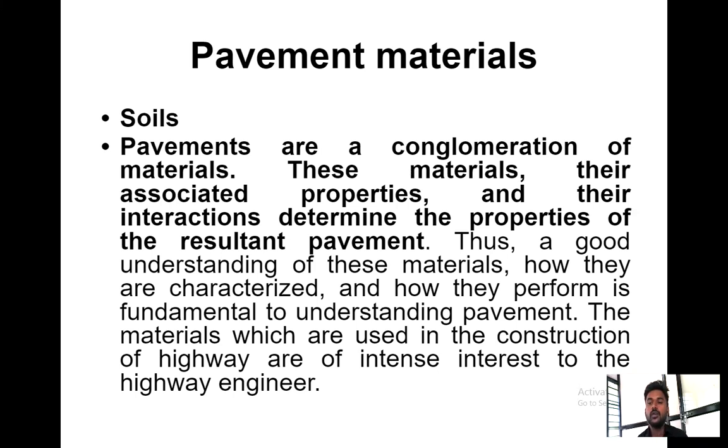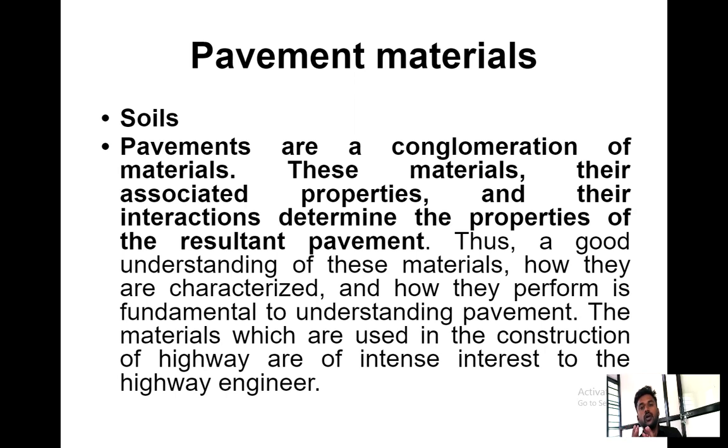The pavements are a conglomeration of materials. Conglomeration means a combination of different kinds of materials. The pavement is a structure made up of the different constituents, the contribution of different kinds of materials. These materials are associated with properties, and their interaction determines the properties of the resultant pavement.